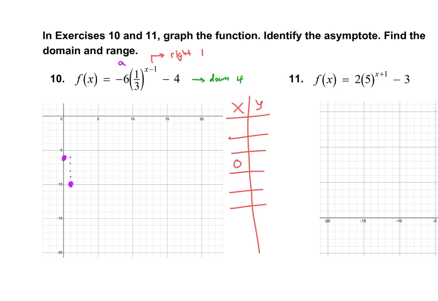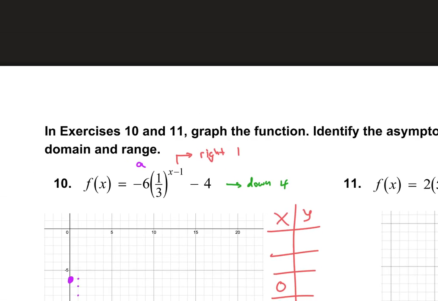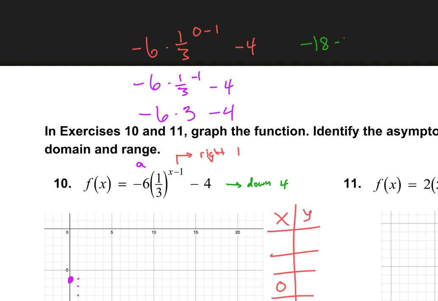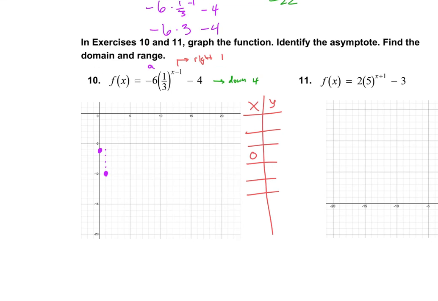So let's do 0, okay? So plugging in 0 here, I'm going to do it right up here. -6 times 1/3 to the 0 minus 1, minus 4. -6 times 1/3 to the -1 minus 4. -6 times 3 minus 4. This is now -18 minus 4. That's -22. Okay, so when x is 0, y is -22?